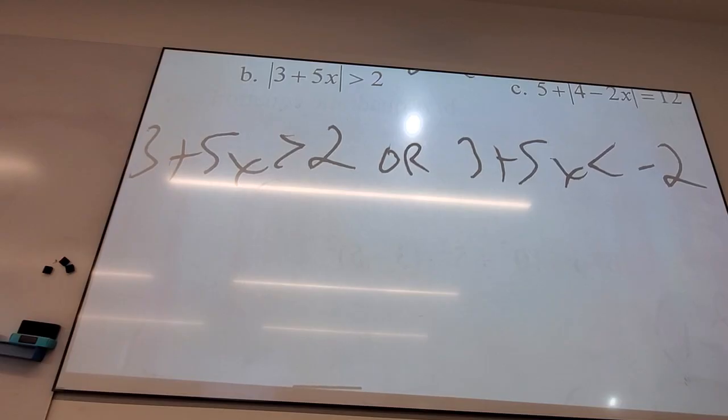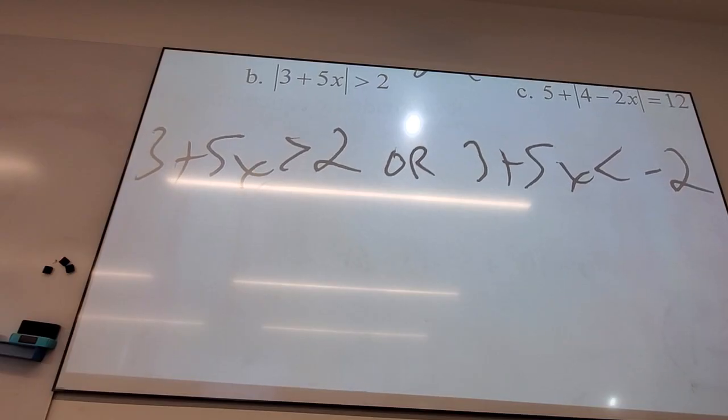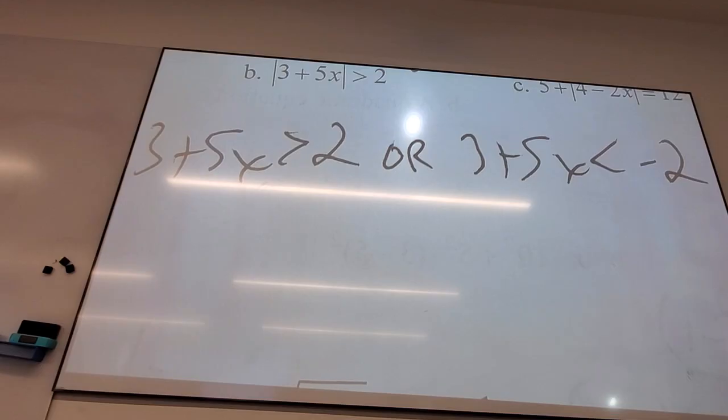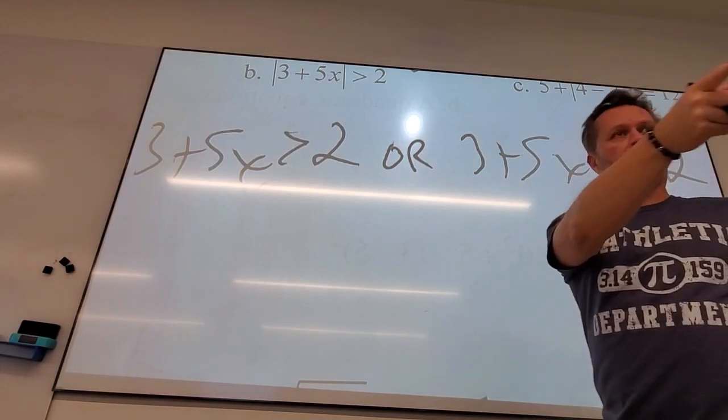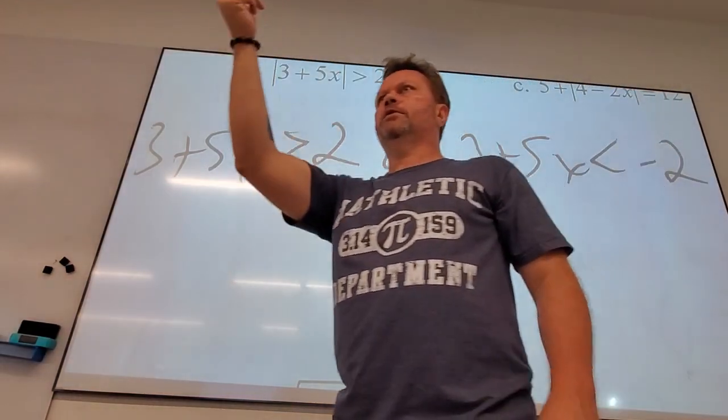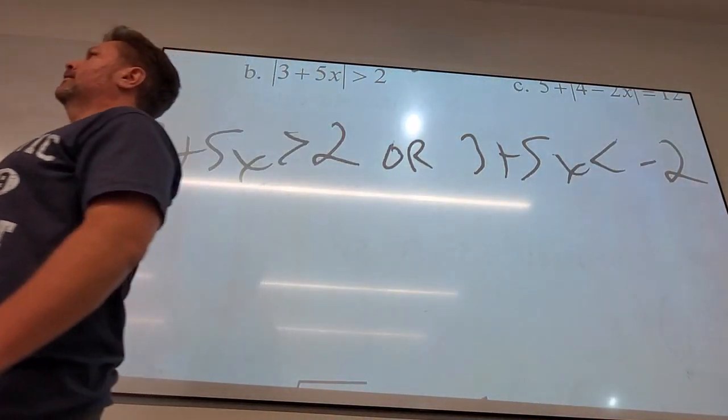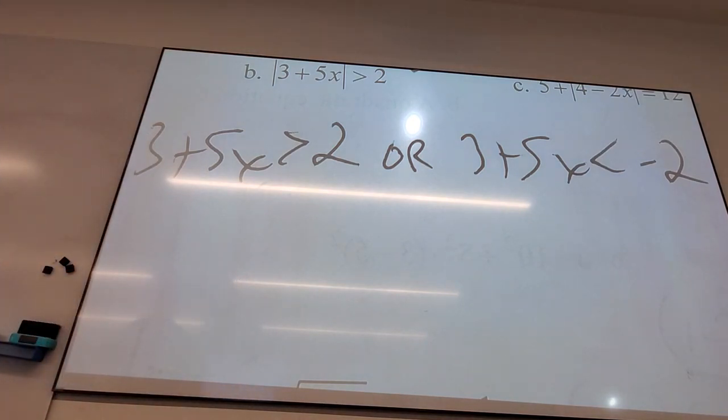The one thing you have to be careful about with inequalities when you're solving is if you multiply or divide by a negative number, the sign's got to switch, right? Why? Because it does. And we looked at why. I gave you a concrete example why.